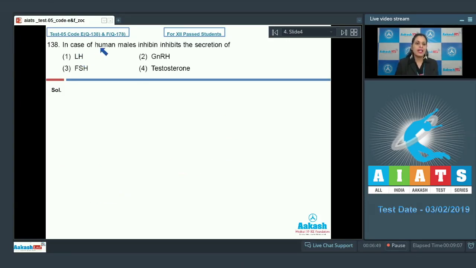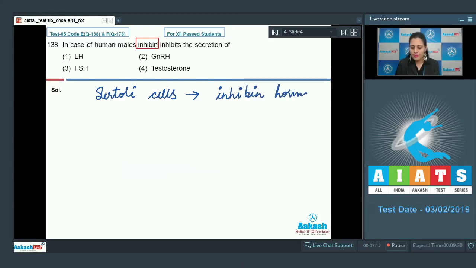Question number 138. In case of human males, inhibin inhibits the secretion of which hormone? Inhibin is released from which cells? Sertoli cells. They secrete the inhibin hormone, and this inhibin hormone inhibits the hormone known as follicle stimulating hormone, or FSH. So among the given options, LH, GnRH, FSH and testosterone, the correct answer to this question is option number 3. In case of human males, inhibin inhibits the secretion of FSH.